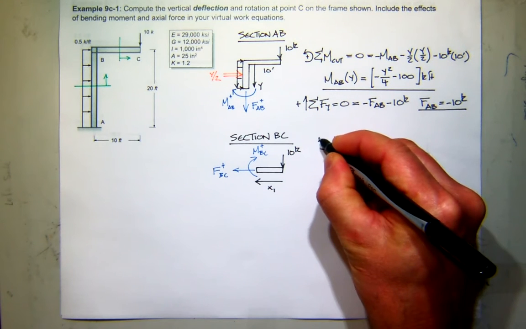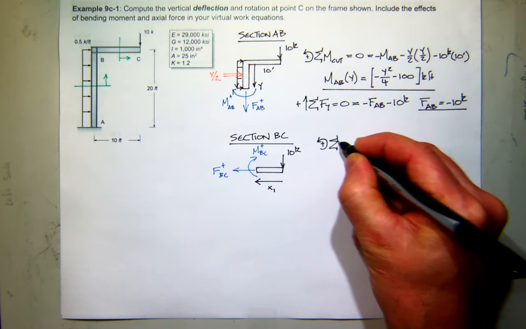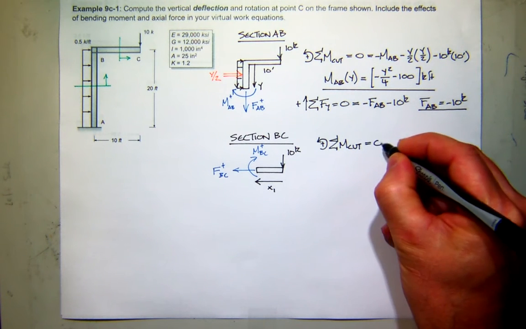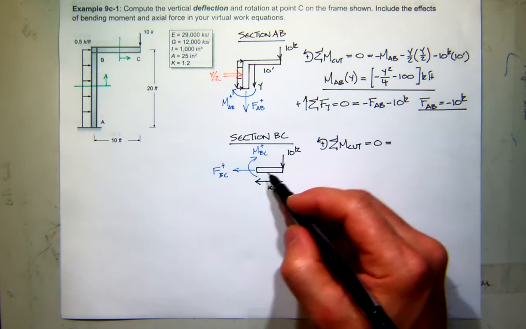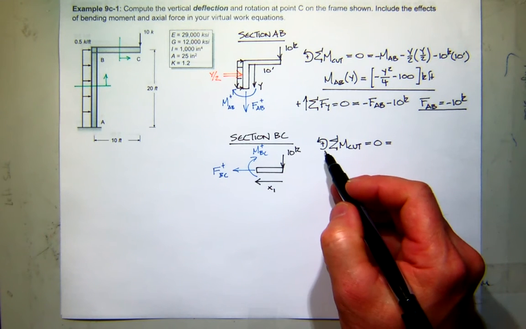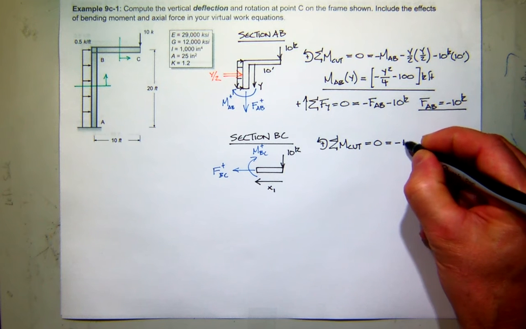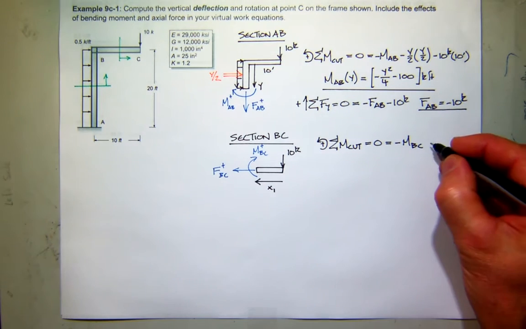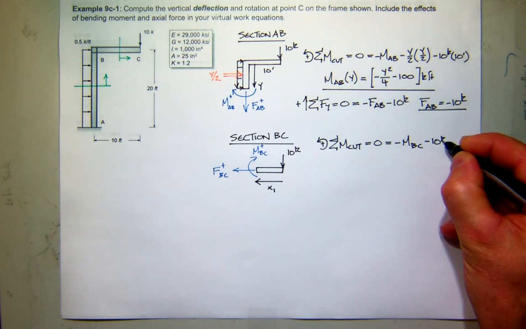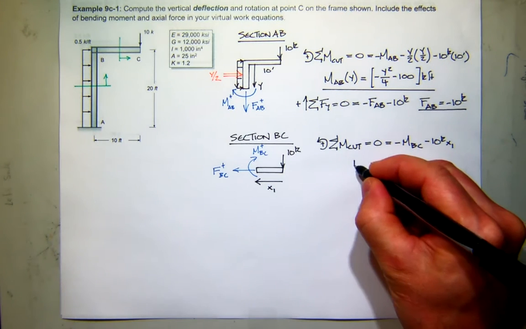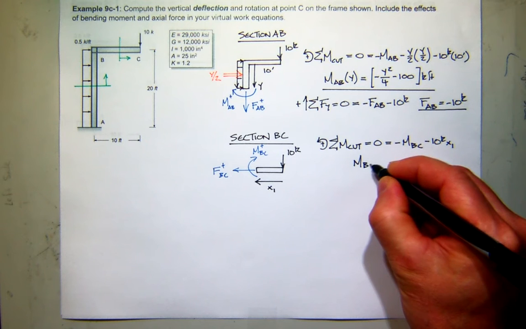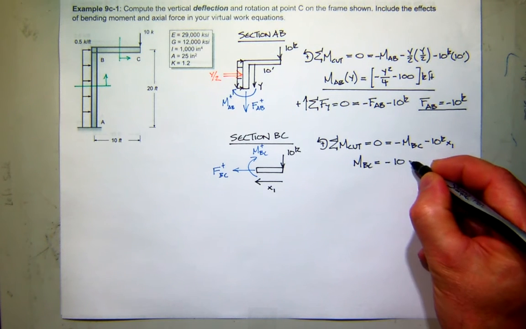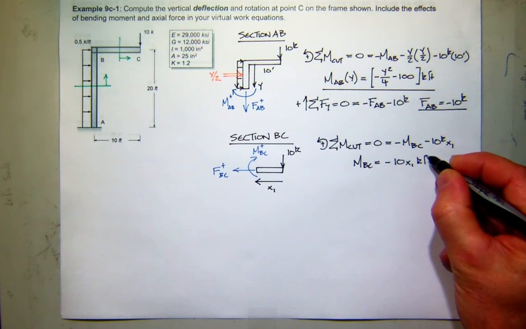So when I sum moments at this cut, the cut between A and B, and make sure it's in equilibrium, what do I have? Well, internally the moment with my sign convention is negative. And then the moment about the cut due to the 10 kip force is also negative, and it has a moment arm of x1. So that's easy enough. The moment at BC is going to be negative 10 x1, and that'll have the units of kip feet.